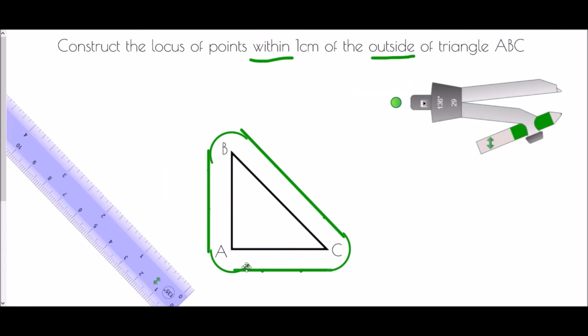And what we've done is we've drawn the locus of points which are exactly 1 centimetre away. So the line that we've drawn are exactly 1 centimetre, but that's not what the question asked for. The question asked for within 1 centimetre. And so what that actually means is the locus of points are actually everything within this area here. And so we actually need to shade to show that.